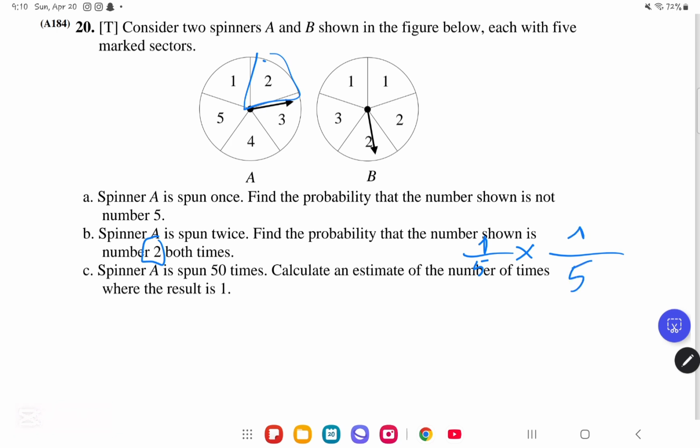It's going to stay the same. It's going to stay constant. So 1 over 5, times, because it's spun twice, 1 over 5. So it becomes 1 over 25. We move on to part B.